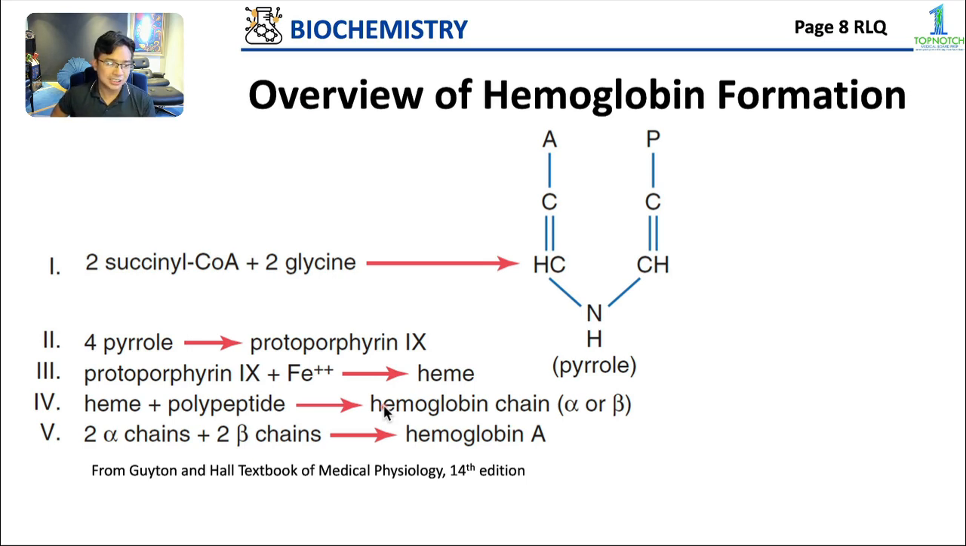And depending on the number of chains, okay, you will have your hemoglobin. Okay, 2 alpha chains and 2 beta chains will form your hemoglobin A. Now, for the different terminologies of your hemoglobin, look at your handout for that part. Okay? Basta guys, ang alam nyo guys, glycine is the parent compound of your heme molecules.